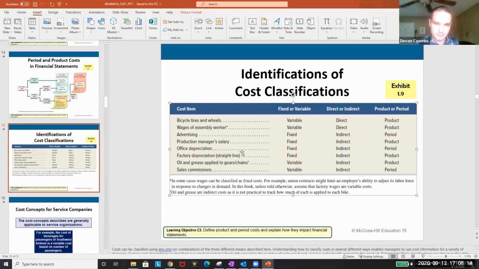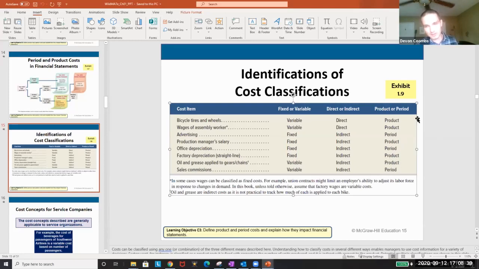Depreciation, it's going to be fixed based on the equipment we bought. It's indirect. We can't trace it to the products. It's a period cost. Factory depreciation, fixed, indirect, but we might be able to trace it to a product. If we're creating multiple products, or if it also has SG&A in it, it might be more difficult to do it. We might call it a period cost.